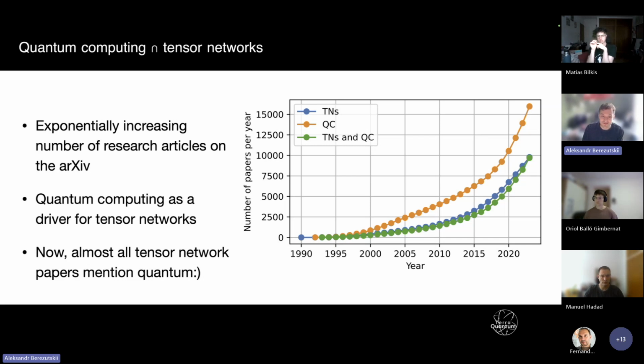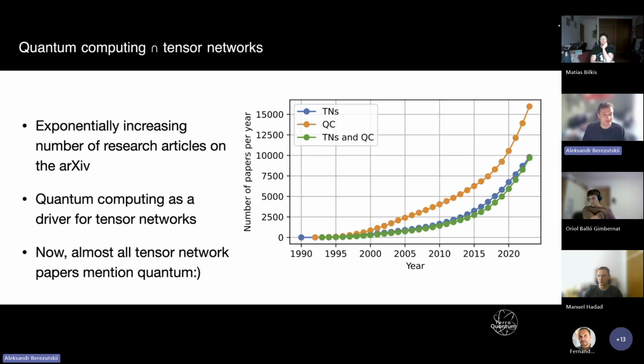of all, you can see there have been lots of papers per year coming recently, and this is an absolutely dramatic volume, and it's still going up. But we found that apparently by now almost all tensor networks papers mention quantum. So you see that quantum computing seems like a drive for the research in tensor networks, and vice versa.